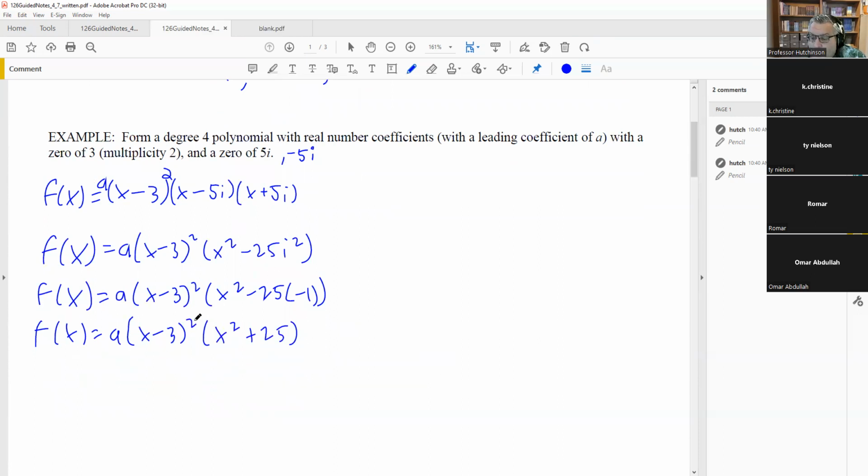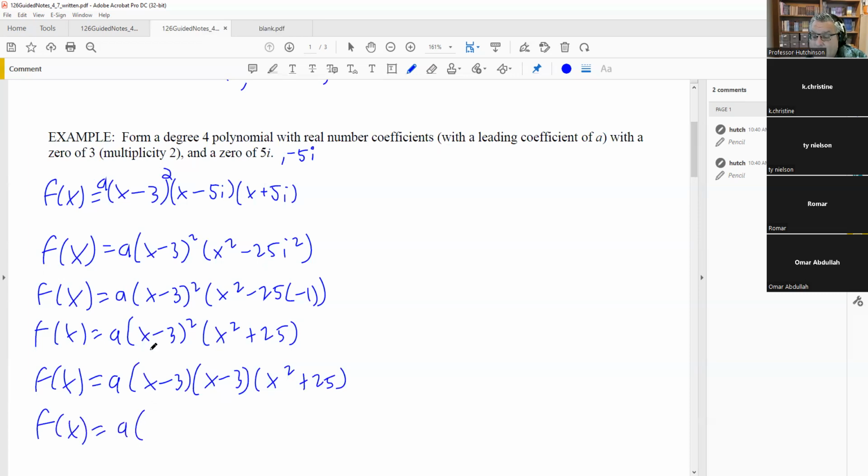This part here, x minus, let's take care of this. So that really means x minus 3 and x minus 3. And I also have x squared plus 25. Let's multiply the x minus 3s. Let's multiply those out first. So I get x squared minus 6x plus 9, and I still have x squared plus 25 in the end.